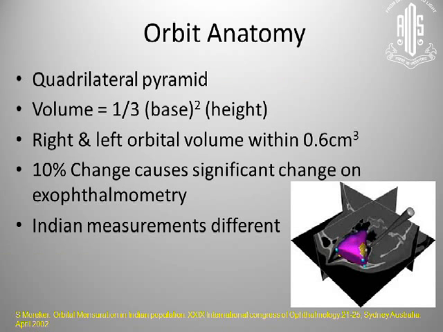To start off, orbital anatomy. The orbit is a quadrilateral pyramid, and if you go by the equation, it is very obvious that a small change in the base or in the coronal plane causes a great change in the anterior-posterior limb, and hence even a small change in the coronal plane will cause a lot of exophthalmos or enophthalmos.